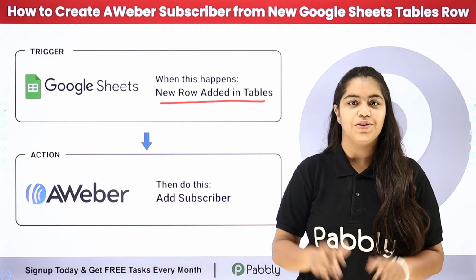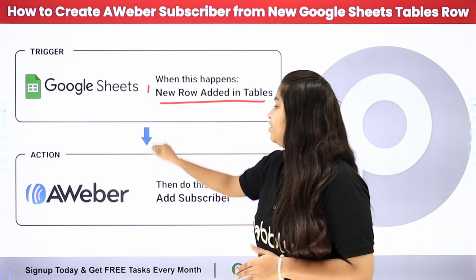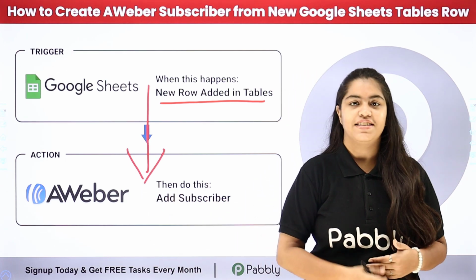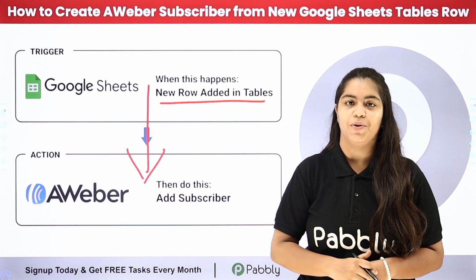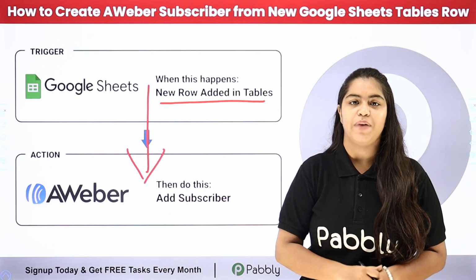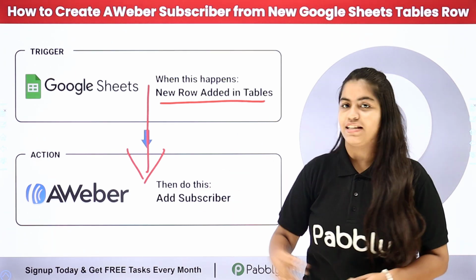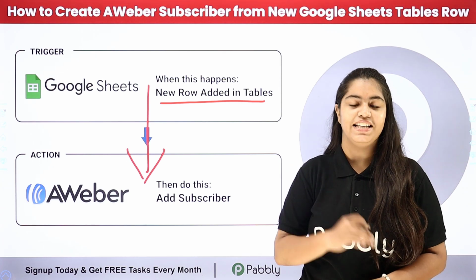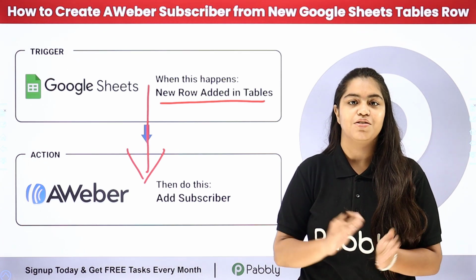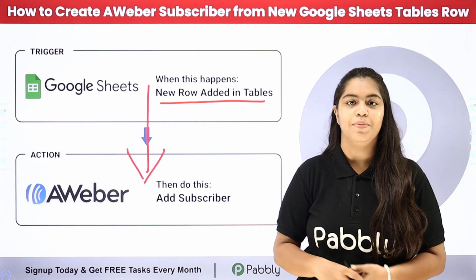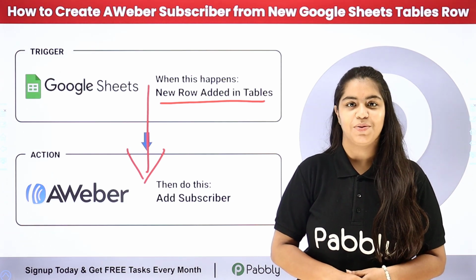So to do this, we are going to create a connection between Google Sheets and Aweber. To create this connection without knowing any programming or coding language, we are going to use Pabbly Connect. It is an amazing automation software. So I'm going to create this connection so that I can convert my leads into customers. So do you also wish to learn this process step by step? Then let me take you to my computer screen.